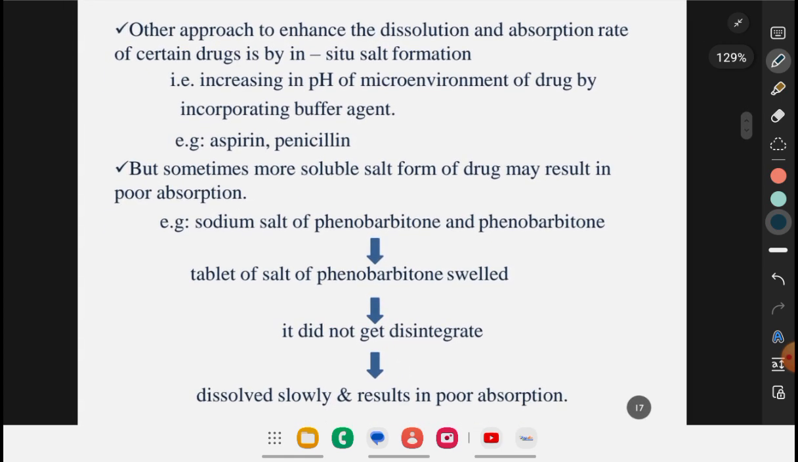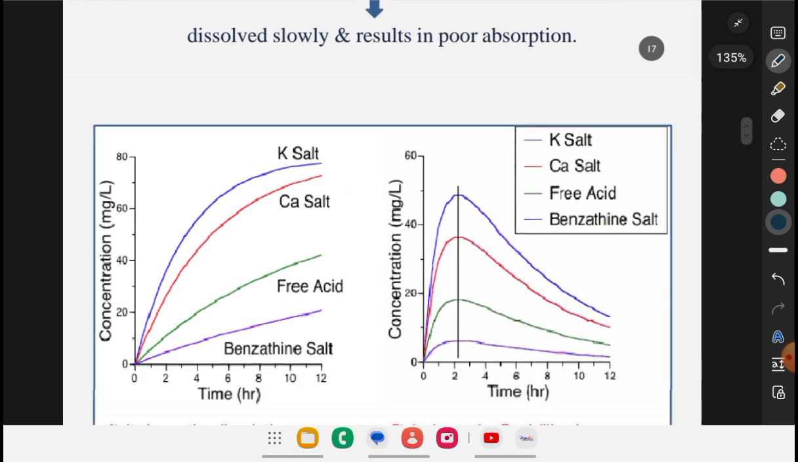Other approaches to enhance the dissolution and absorption rate of the drug are in situ salt formation, and increasing the pH of the microenvironment of the drug by incorporating a buffer agent. But sometimes a more soluble salt form of the drug may result in poor absorption also, like the sodium salt of phenobarbital. The tablet of the salt of phenobarbital does not disintegrate and dissolves slowly, so it results in poor absorption.